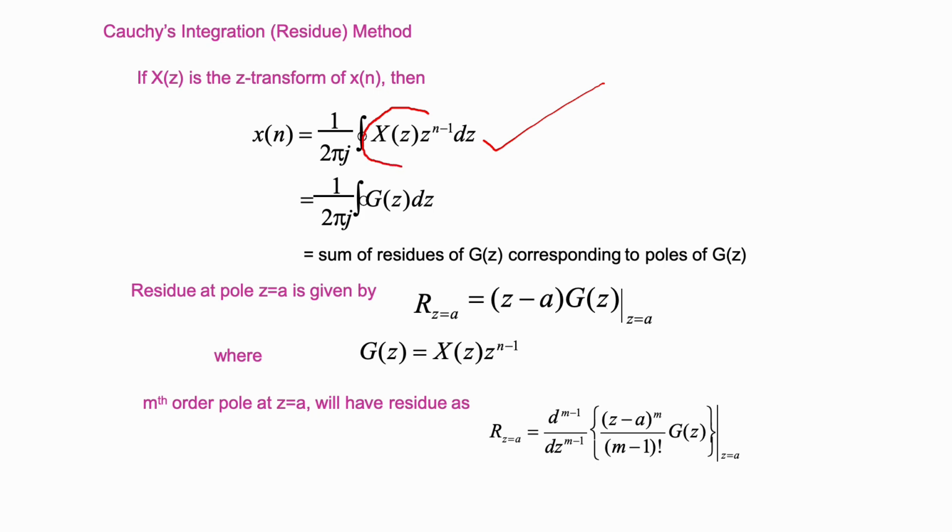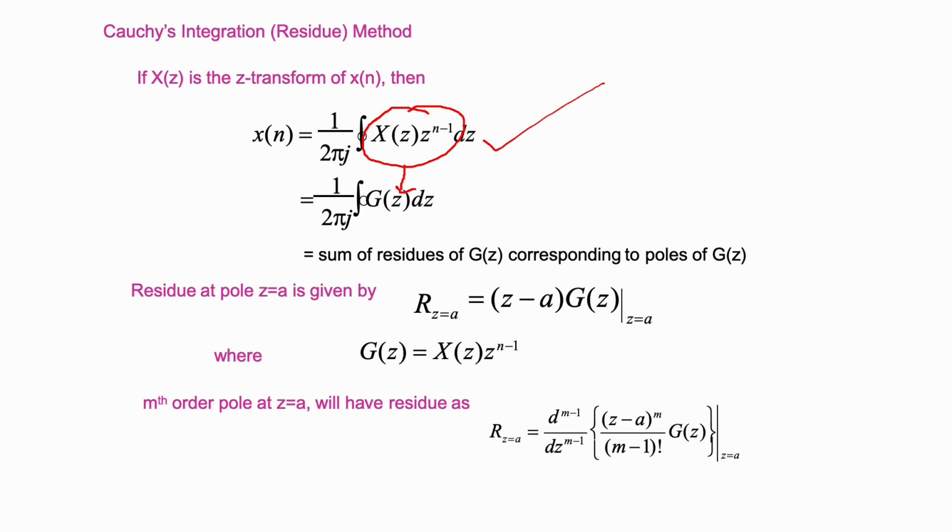Here X(z) z power n minus 1 can be renamed as g(z). Now we are going to find x(n), which is nothing but the sum of residues of g(z) corresponding to the poles of g(z). Now the residue at pole z equal to a is equal to (z minus a) times g(z) at the pole z equal to a. So g(z) is X(z) z power n minus 1, as I already told you.